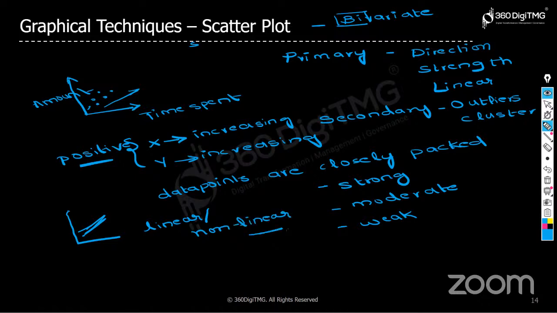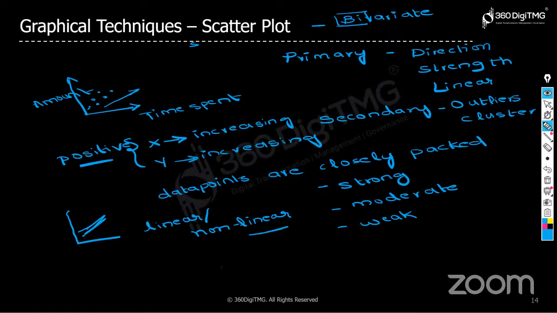First of all, scatter plot is another type of chart, which is a bivariate plot. Bi means two. We use the scatter plot to talk about the relationship between two variables. The primary purpose of a scatter plot is to find out the direction of correlation, the strength of correlation, and whether the relationship is linear or non-linear. The secondary purpose is to find out the outliers or clusters. Also we have directions as positive, negative, strength as strong, moderate, and weak, and linear or non-linear.